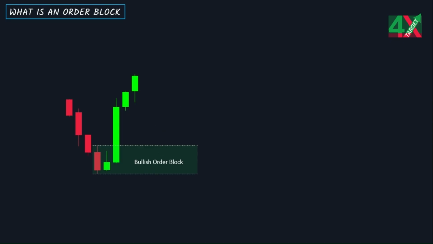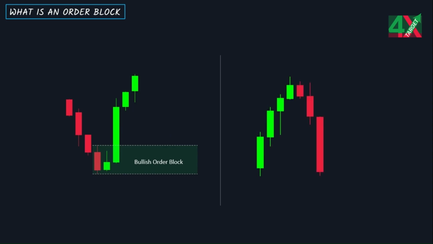On the other hand, a bearish order block is the last bullish candle that forms just before a strong bearish impulse. This indicates aggressive selling by institutions. Just like bullish order blocks, bearish order blocks are marked by drawing a zone from the high to the low of the candle.